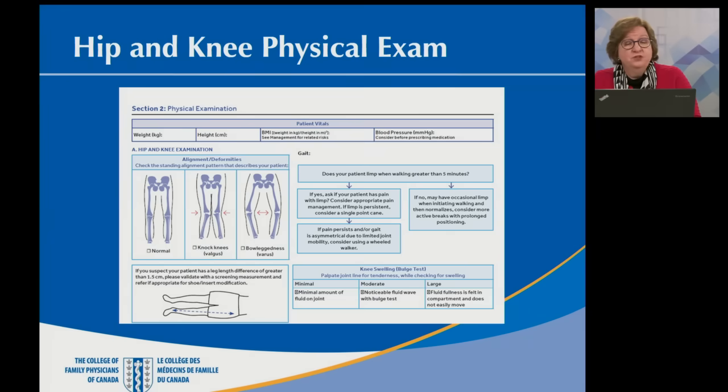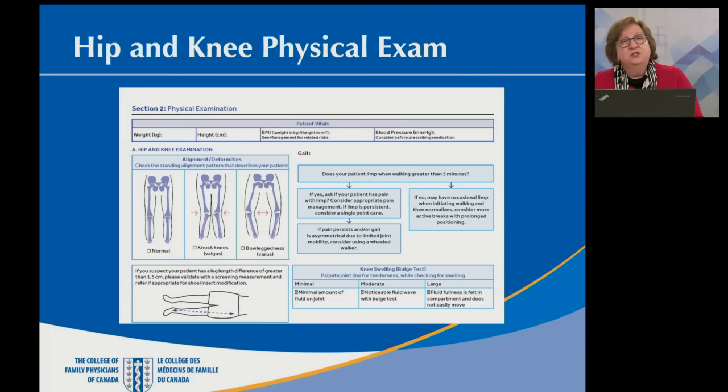The first, of course, is to look at weight so that you have an idea of weight and BMI, because that's going to be part of your management, and blood pressure, because that may affect your medications that you prescribe. Next, you're going to look at alignment. Your alignment is really to know whether or not there is increased risk of a certain compartment in the knee or hip having overload because of alignment, and whether bracing may help.